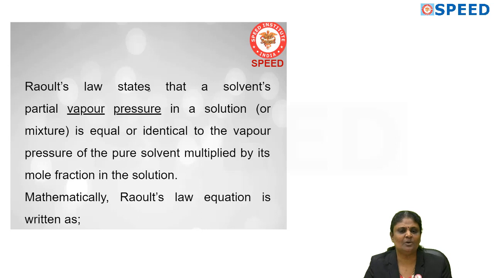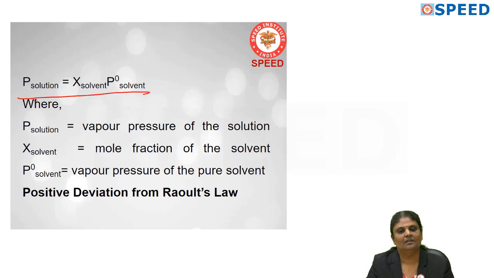Raoult's law states that a solvent's partial vapor pressure in a solution or a mixture is equal to the vapor pressure of the pure solvent multiplied by its mole fraction in the solution. Mathematically, Raoult's equation is written like this: P solution is equal to the mole fraction of the solvent times the vapor pressure of the pure solvent. Here P solution is the vapor pressure of the solution.